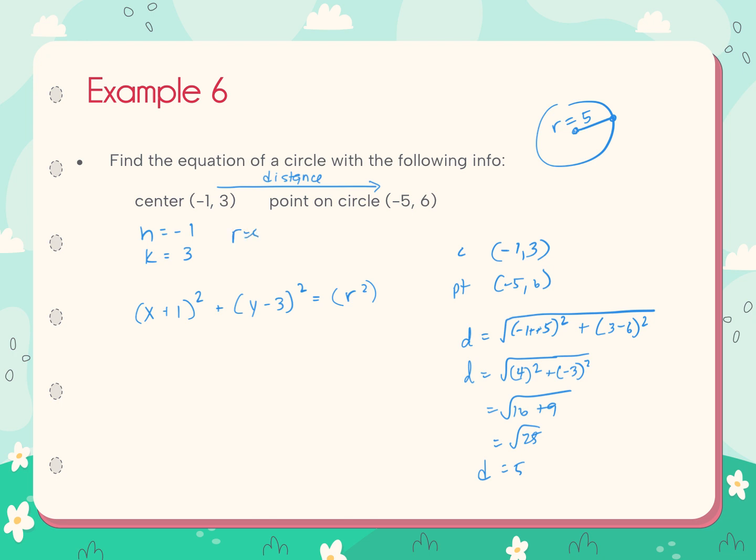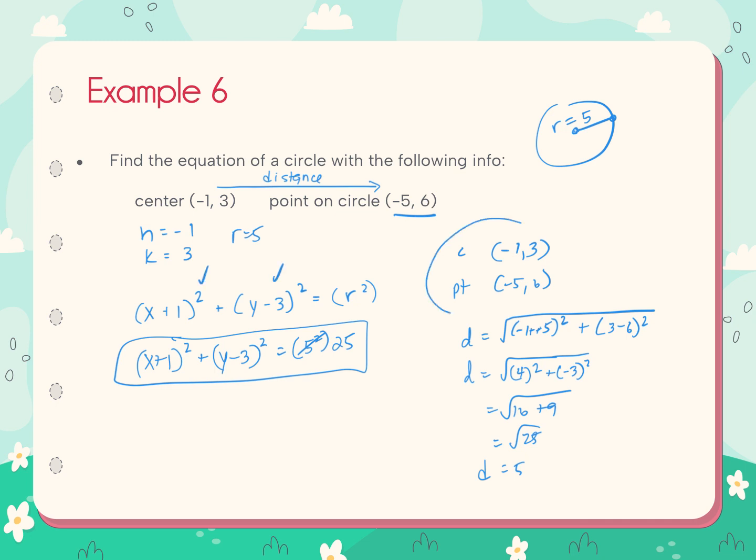Now that I know my radius is 5, I can finish the last piece of this problem, which is to identify the radius squared. 5 squared, or 25. And so this is the correct equation for a circle that has a center of (-1, 3) and has a point on the circle that is (-5, 6). So again, you use the h and k to create the equation. You use the distance formula to identify the distance between the center and the point on the circle, which is also known as the radius.